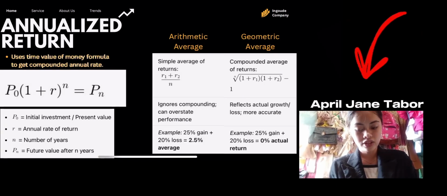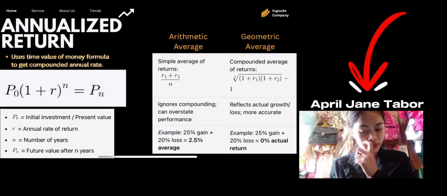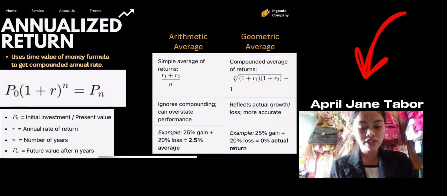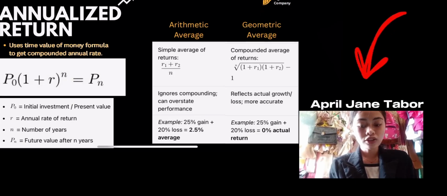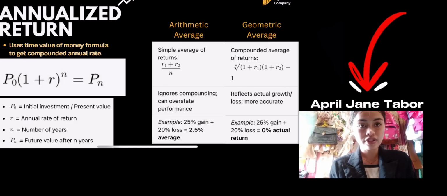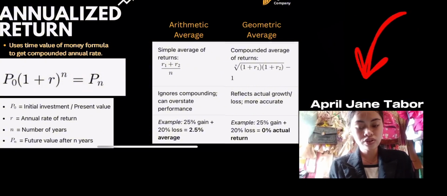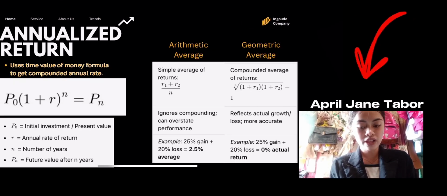Arithmetic average. This is a simple average of returns. It just adds all returns and divides by the number of years. It does not include compounding, so it can give a less accurate result. Geometric average. This is the compounded average return. It shows the real growth of the investment over time. It is more accurate because it includes gains and losses.